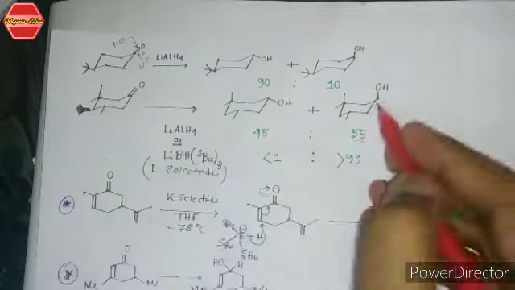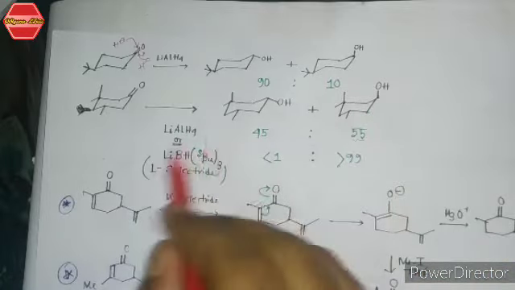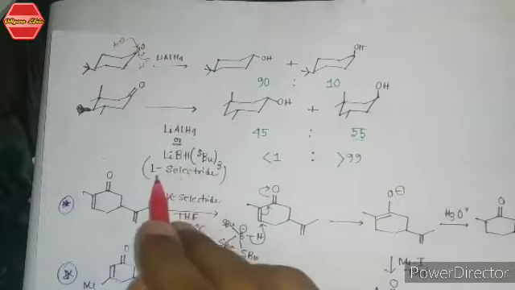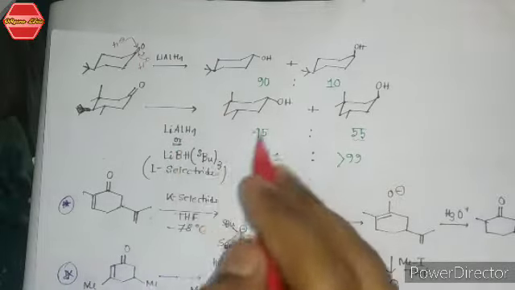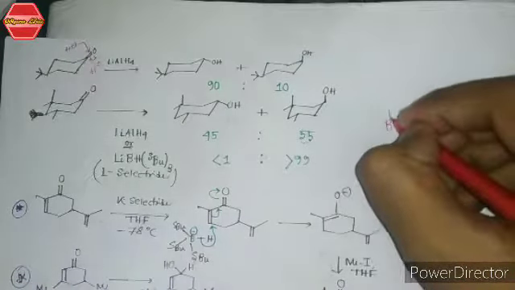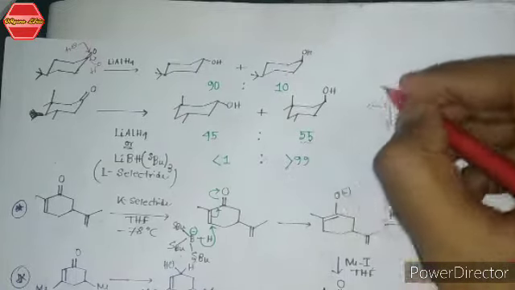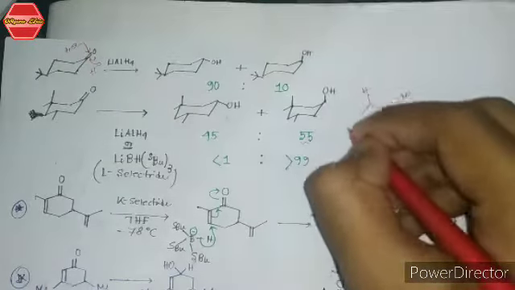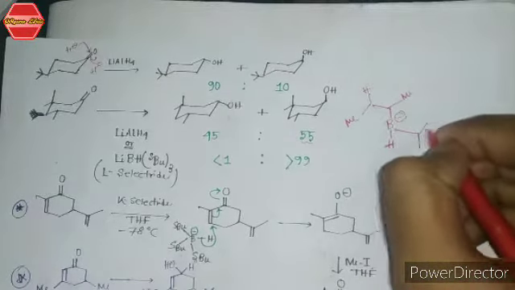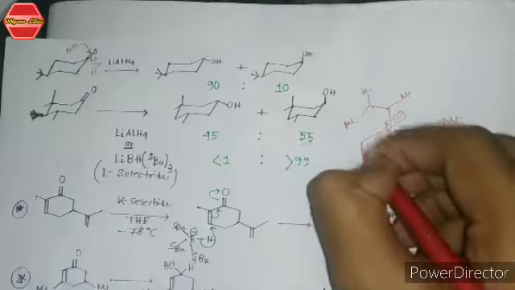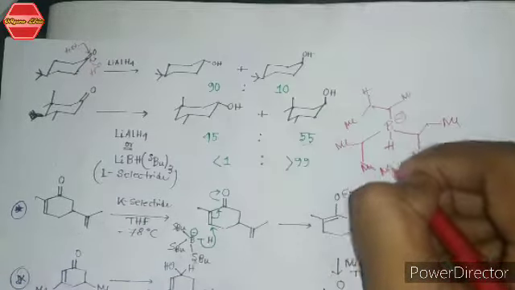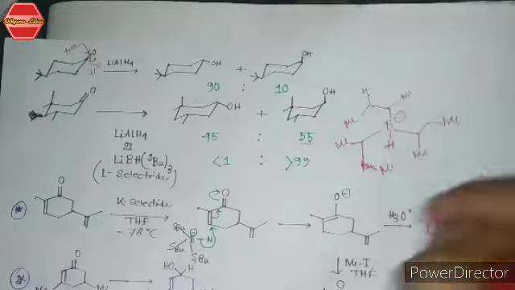Okay, so now if you use this type of compound in the presence of lithium borohydride, it is called L-selectride. So this L-selectride is nothing but, I am writing the structure over here. This is your hydrogen, this is your methyl, this is your nitrogen, here is your boron, this is your methyl, this is your methyl, this is your methyl. So this is your overall L-selectride.